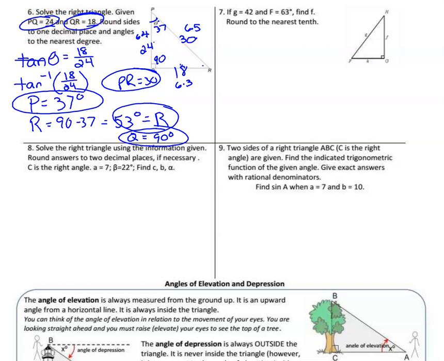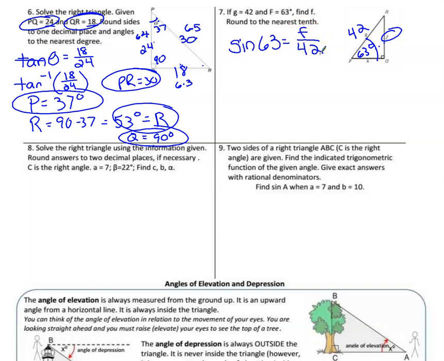So for number 7, we're given that side G is 42, and we're given that angle F is 63 degrees. And we want to find side F. So on this one, I look at what we're given. From this angle, we have the opposite leg we're looking for, and we know the hypotenuse. And opposite and hypotenuse is sine. So sine of the angle, sine of 63, equals the opposite leg divided by the hypotenuse.